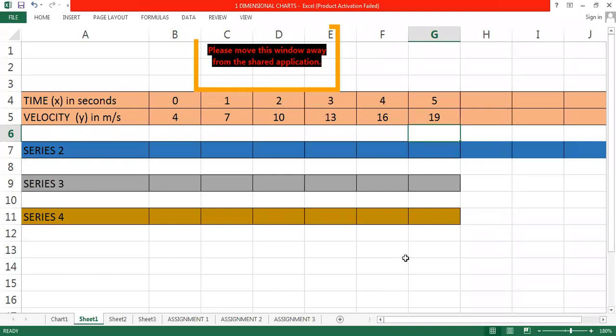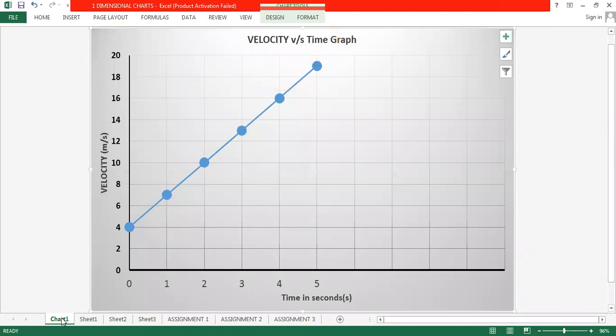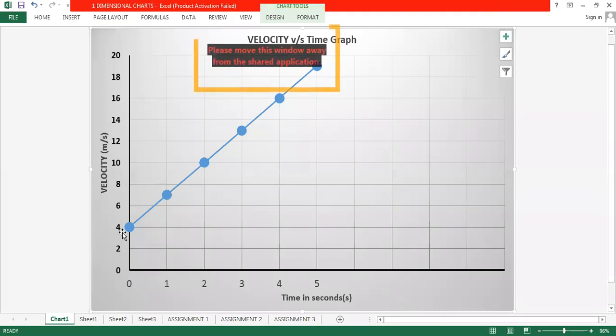See, this is how the graph will be. The graph is like this. Is this your graph? Then do it properly. Now see, the first is x-axis 0, y-axis 4. Second, x-axis 1, y-axis 7. X-axis 2, y-axis 10. X-axis 3, y-axis 13. X-axis 4, y-axis 16. And then x-axis 5, y-axis 19. So this is how your graph is coming. Chalo, plot this graph.